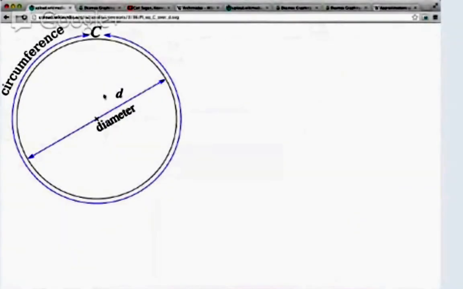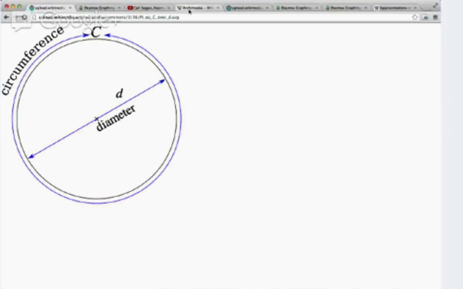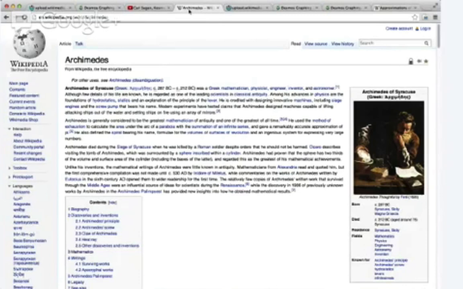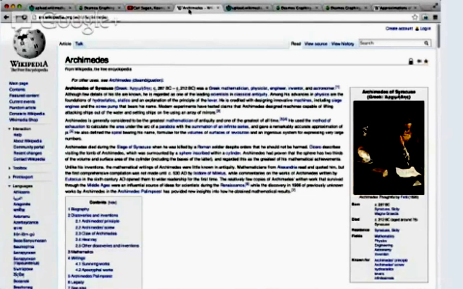So pi is the ratio of the circumference of a circle to its diameter, or I'll be talking about half the circumference to the radius for most of the day. And so we're going to follow a really simple method for approximating pi as the ratio of the circumference to diameter of a circle. That was invented by a Greek polymath called Archimedes. He lived from 287 to 212 BC, about a generation after Euclid, and he had a really simple idea for how to calculate pi.